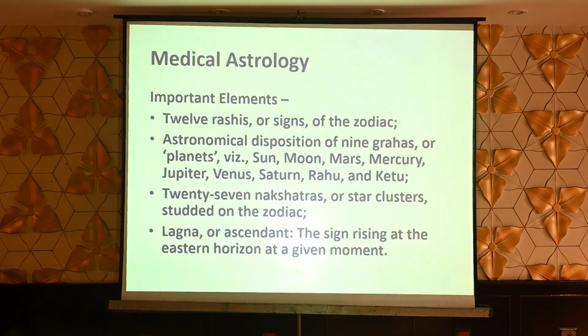And this zodiac, because the Earth rotates once in 24 hours, so this whole zodiac or the 12 rashis or the 27 nakshatras, they appear as if they are moving around the Earth once in 24 hours. So whatever sign or rashi is rising on the eastern horizon, that sign is important, and that sign is called the lagna or the ascendant. That is the first house of the horoscope. And this sign rising at the eastern horizon at a given moment, that is also important.